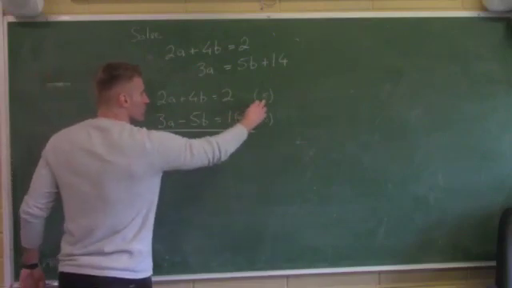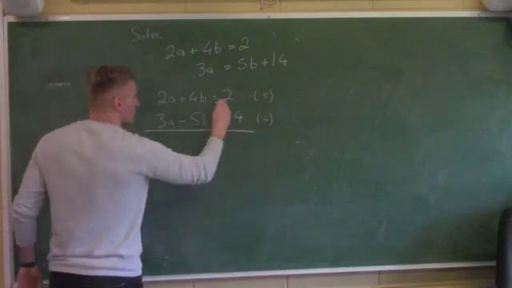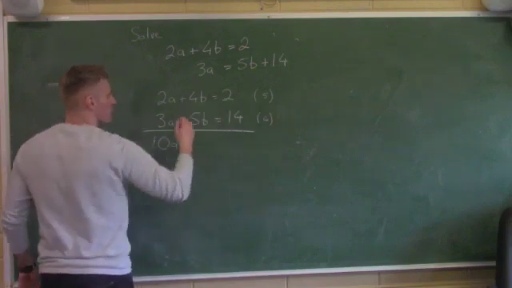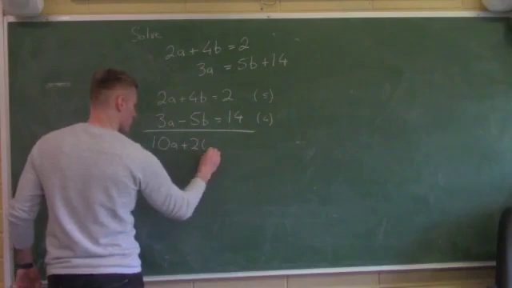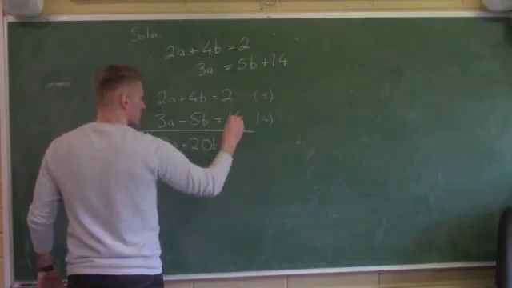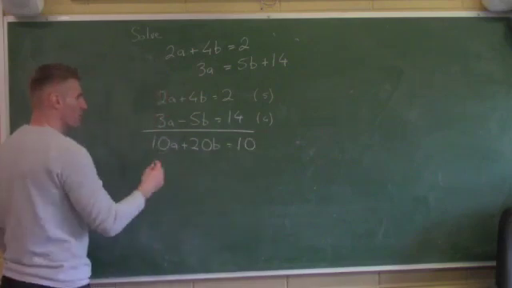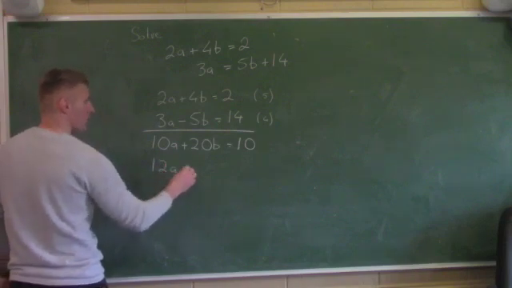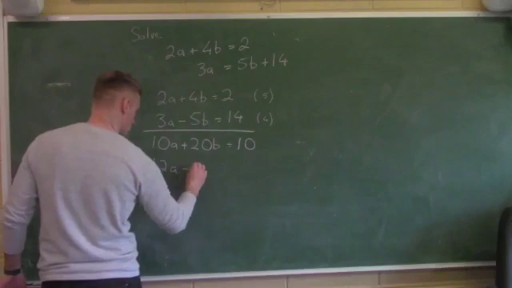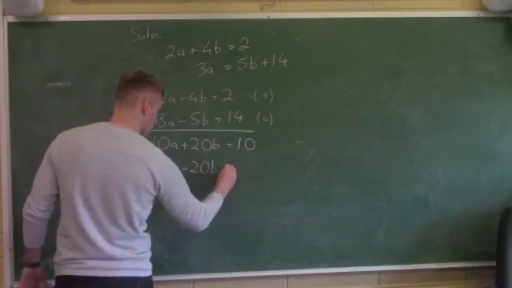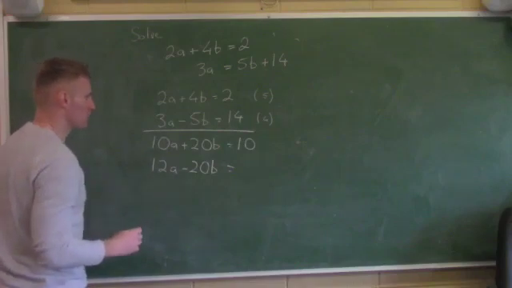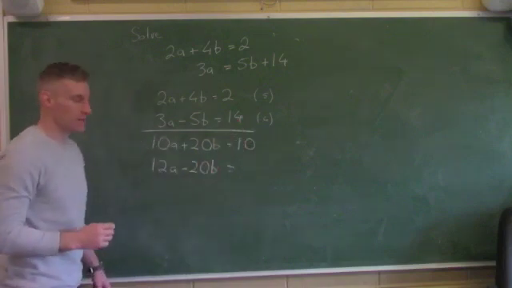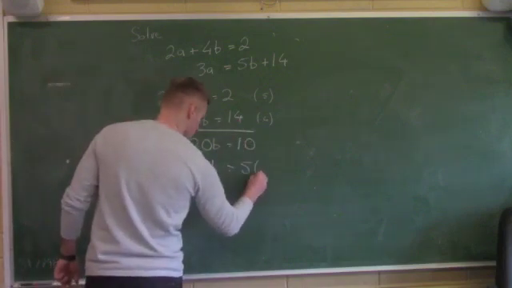Right, now multiplying by 5 means I have to do it to every single thing. Okay, 5 by 2a gives me 10a. 5 by 4b will give me 20b. 5 by 2 will give me 10. On the bottom line, 4 by 3a is 12a. 4 by minus 5b will give me minus 20b. 4 by 14. Okay, so 4 by 10 is 40. 4 by 4 is 16. So it'll give me 56 in total.